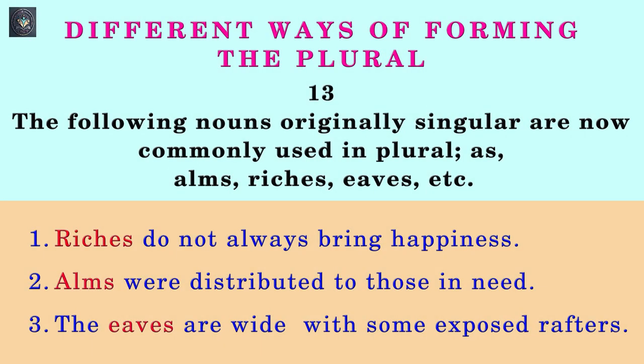Rule number 13. The nouns like arms, riches, eaves, etc., which are originally singular, are now commonly used in plural. Let's see how they are used in plural in the sentences. First, riches do not always bring happiness. Second, alms were distributed to those in need. Third, the eaves are wide with some exposed rafters.